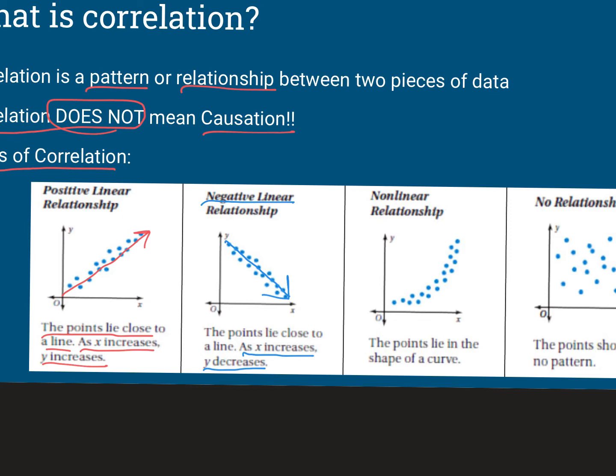Next, we have a non-linear relationship. So we can see on this graph that there is definitely a pattern. You can see this sort of curve, but it's not a line. So the points lie in a shape of a curve. We could draw a curve, but we're not going to worry about trying to draw. You could use this to make estimates, but we don't need to worry about being able to do a line for it. So this one is a non-linear relationship.